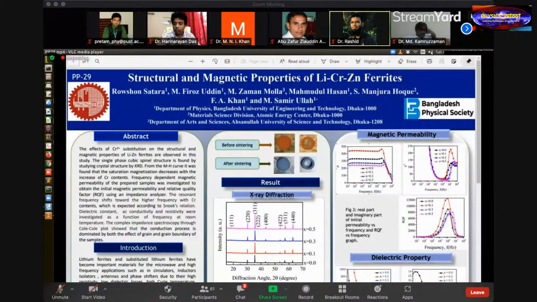I'm Roshan Setara, MSc student, Department of Physics. Currently, I'm doing research under the supervision of Dr. Muhammad Samir-Ullah, Associate Professor, Department of Physics, BUET.